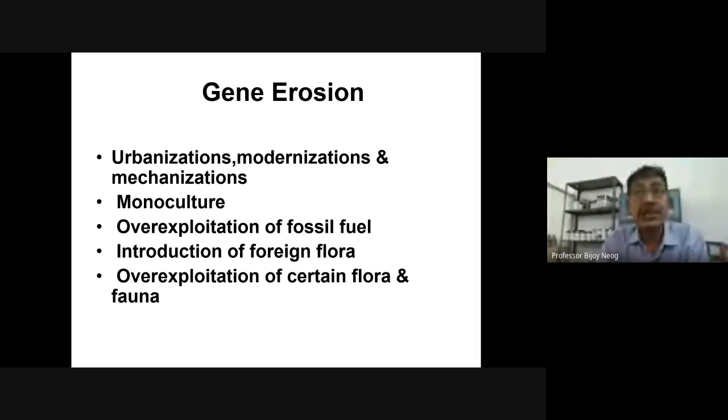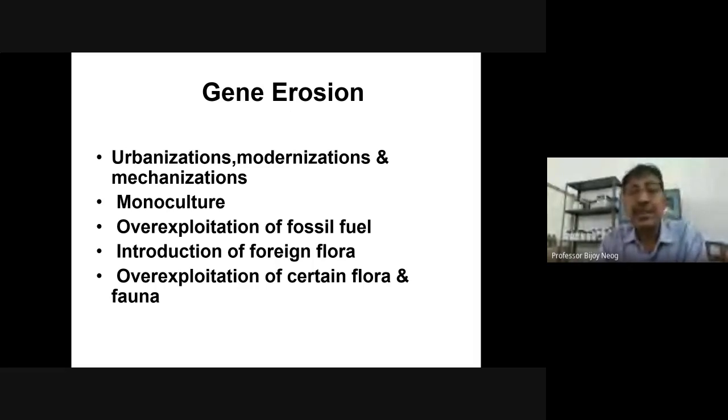So monoculture has also threatened the indigenous flora of this area, and a lot of valuable plants, medicinal plants, or some economically important plants have also been destroyed, because monoculture means we are cultivating only Camellia sinensis, that is the tea plant, and also the shade trees only.